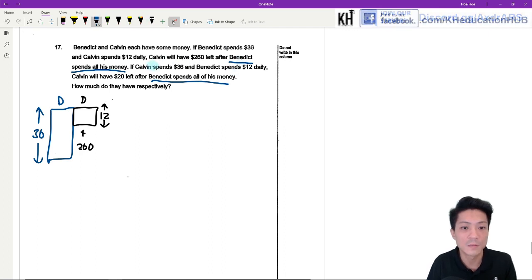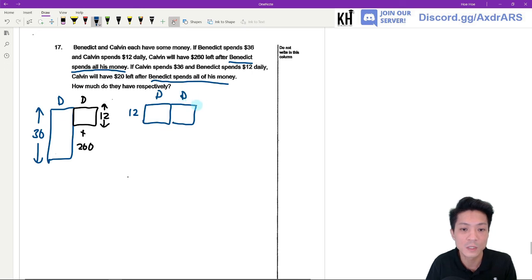But next, if Kelvin spends $36 and Benedict spends $12 daily. If Benedict is going to spend $12 daily, maybe I can write over here, this is Benedict. I'm not going to write inside because later on I'm going to need that space. So for Benedict, $12 is going to be something like this, right? But in order for him to spend the total amount of money that he has, you need to take 3 times the amount of days, right?